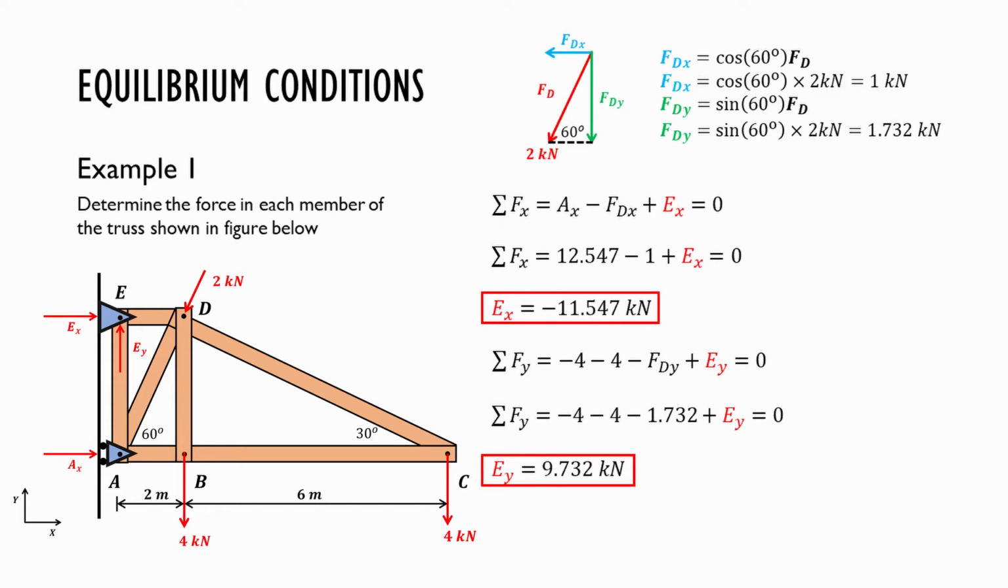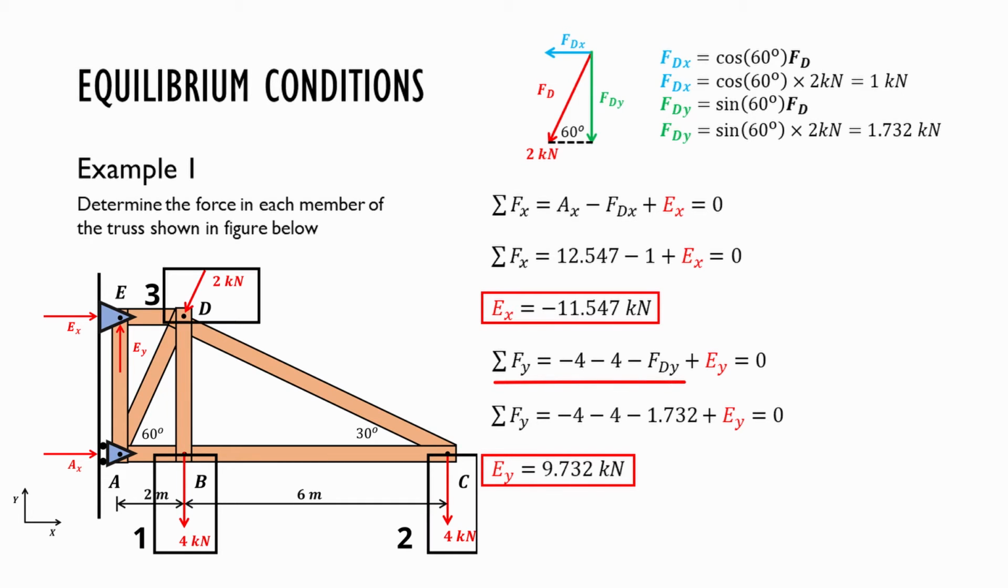Sum the forces in the y direction. We have sigma Fy equals negative 4 minus 4 minus Fdy plus Ey equal to 0.